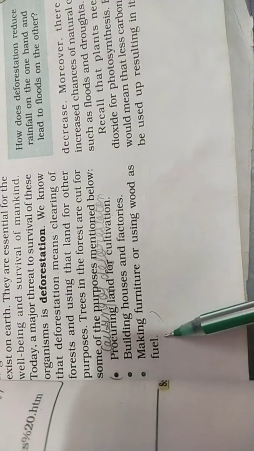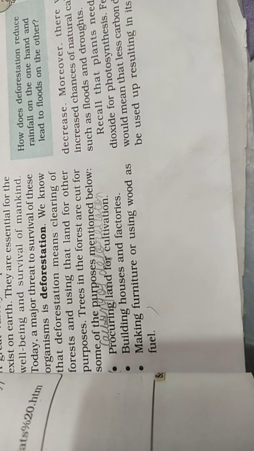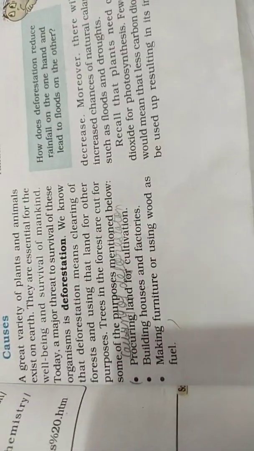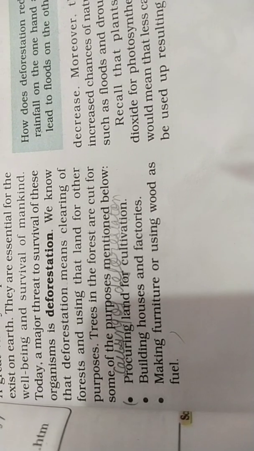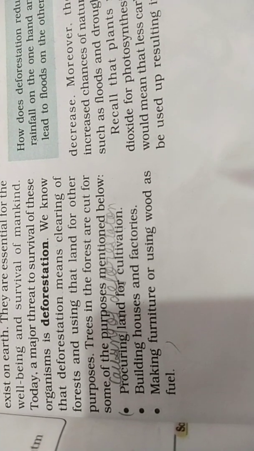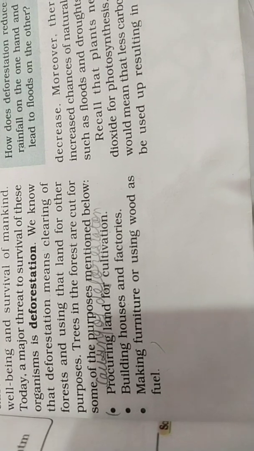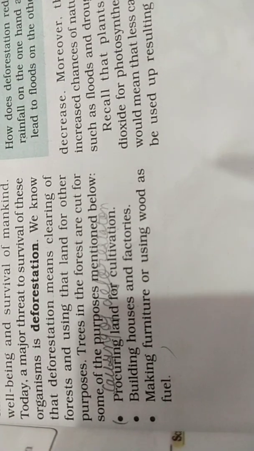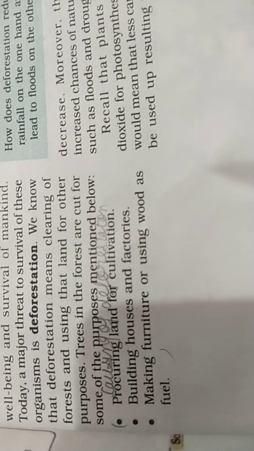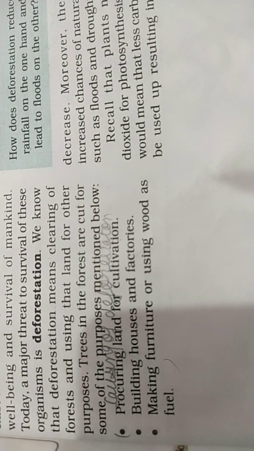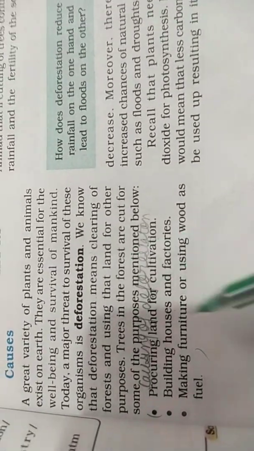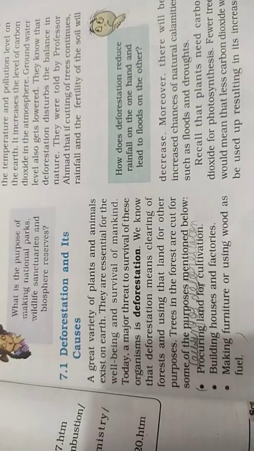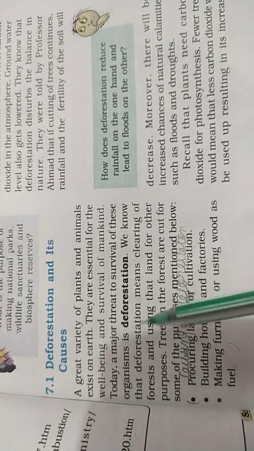Now the next is making furniture or using wood as fuel. You know this is the least important topic here under deforestation. Yes, of course, the wood from the trees is used in making furniture, and in the villages people still use wood, sticks and parts of trees as fuel in the preparation of food. So these are the certain points which are responsible for deforestation.